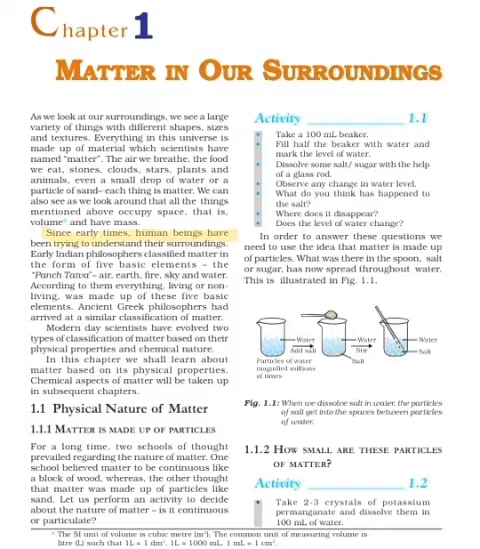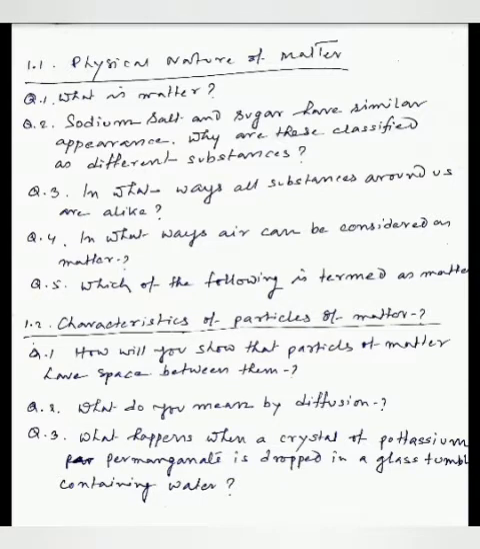The first topic, 1.1 Physical nature of matter. This is the first topic. I think already you have gone through the entire chapter. So now the turn is to find out the questions from the given topics of the chapter. As I mentioned, the first topic is physical nature of matter. So what may be the possible questions?